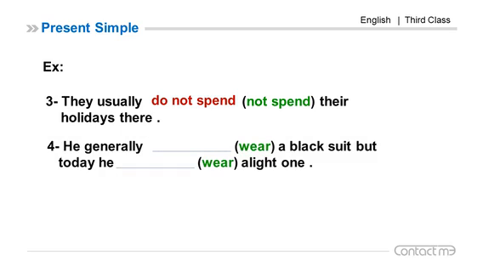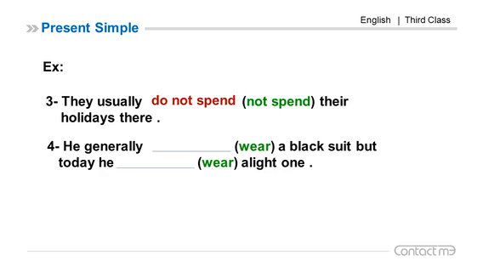Number 4. He generally wear a black suit, but today he wear a light one. Here we have two parts. The first part is present simple because we have generally. Generally is an adverb of frequency used in present simple. So the verb could be with or without s. We have the pronoun he, so we have to put s to the verb wear.